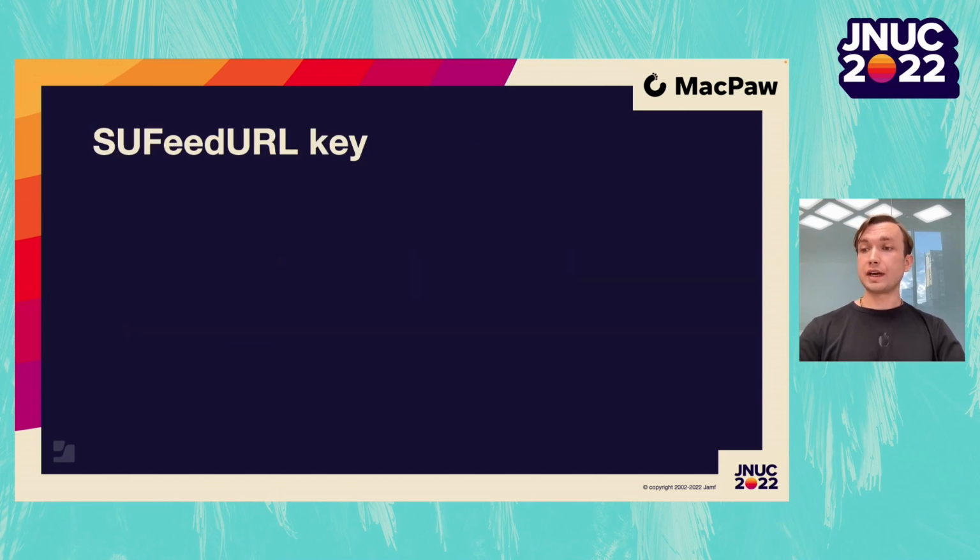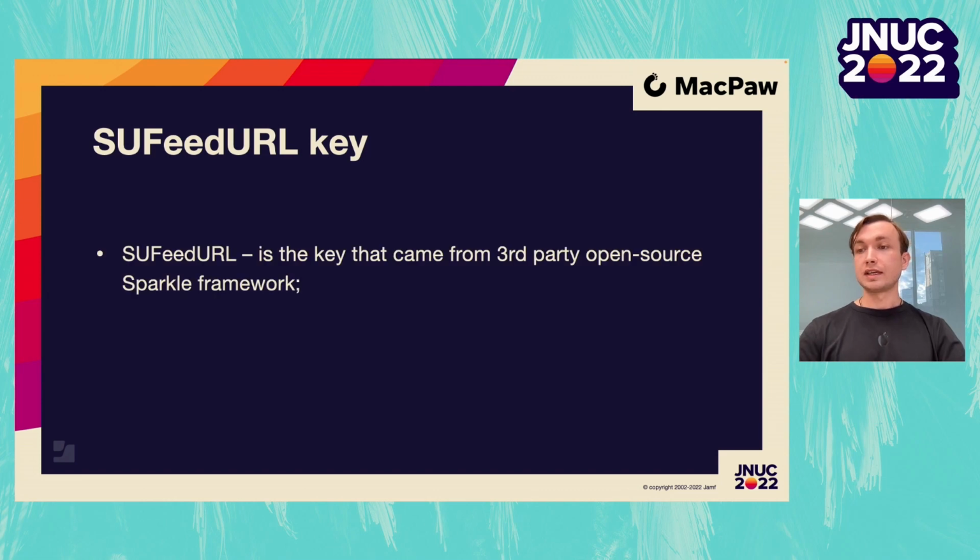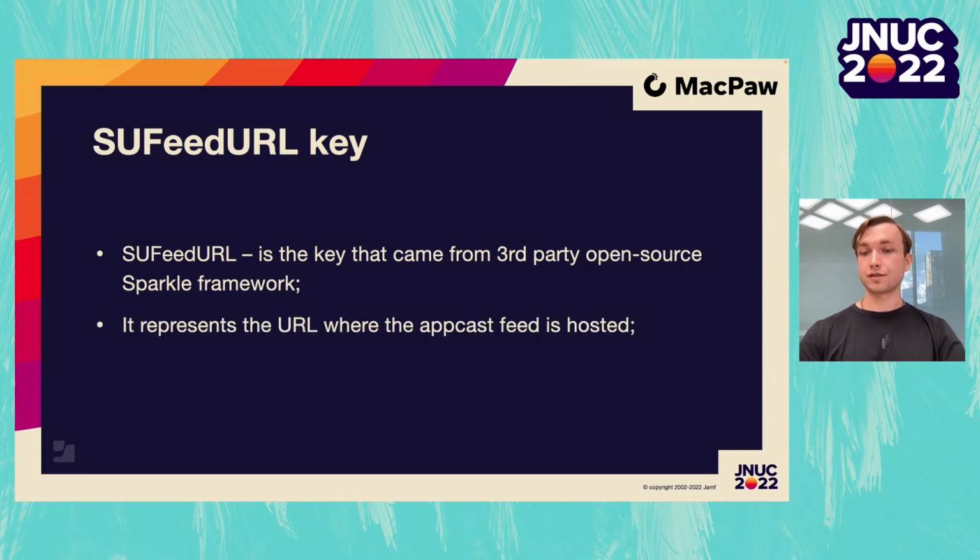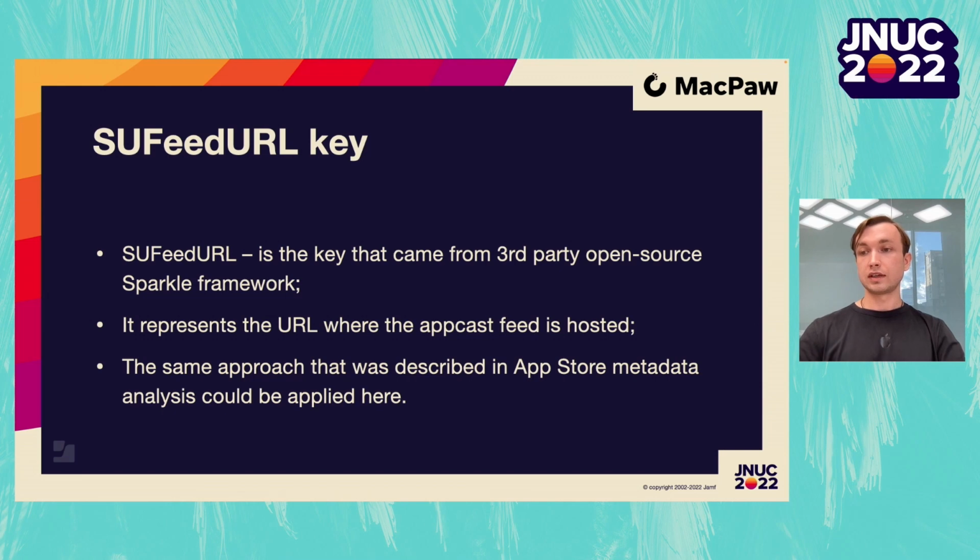So the first one is SUFeedURL key that came from the third-party open source Sparkle framework. You may think, what is Sparkle? It's an open source, secure, and reliable software update framework for macOS. So SUFeedURL represents the URL where the appcast feed is hosted. The same approach that was described in upstream metadata analysis could be applied here.